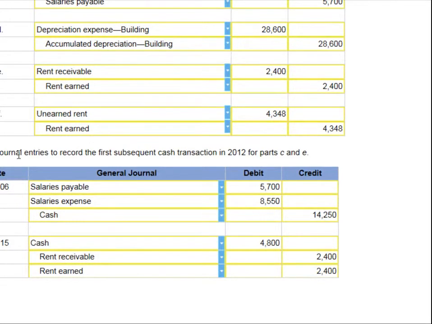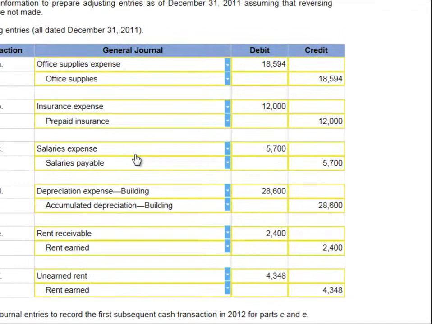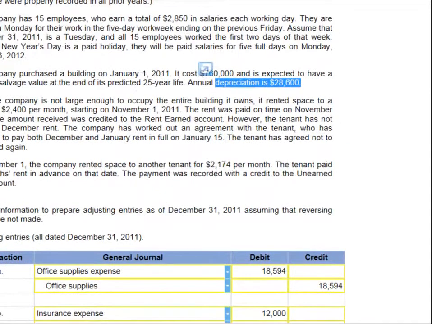Requirement 2 says prepare journal entries to record the first subsequent cash transaction in 2012 for parts C and E. So C was the salaries expense. What they're basically saying is we're going to pay them for 5 full days on Monday, January 6th. But remember, we've already expensed 2 of those days. We've already expensed them and set them up as a payable. So now we have 3 additional days. It's a 5-day work week. So we have 3 days we need to count an expense for, and the other 2 days we just need to pay off, period.